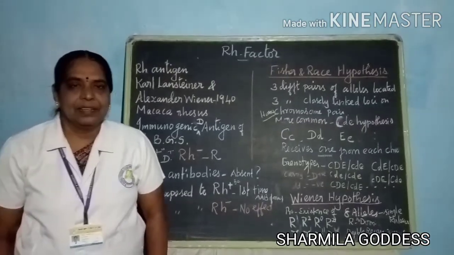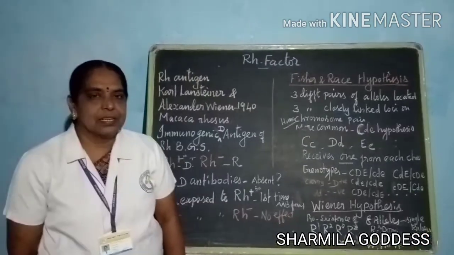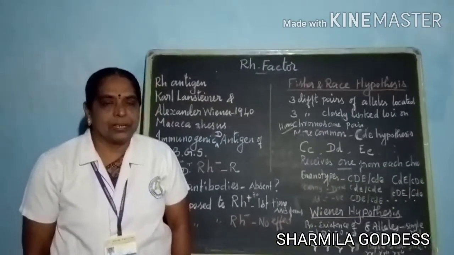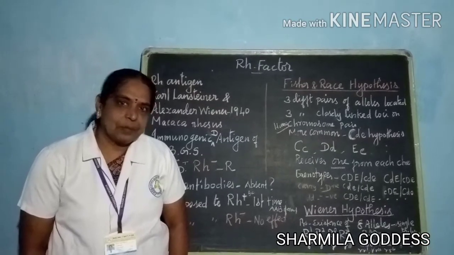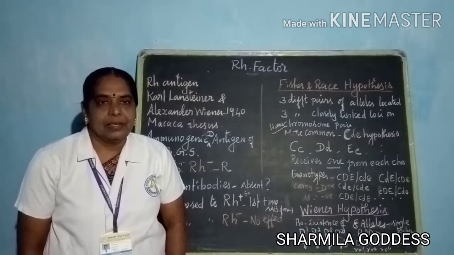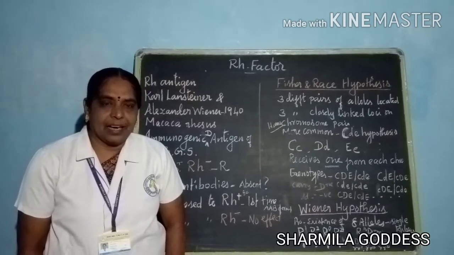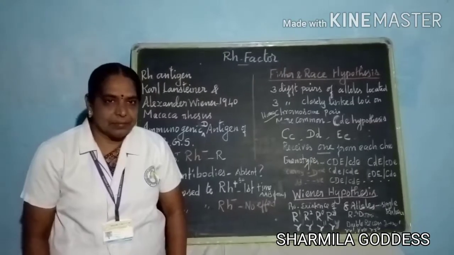Namaste children. In the last class we discussed the different types of blood groups and how blood groups are determined. The presence or absence of antigen determines the blood group. Antigens A and B were discovered by Landsteiner.